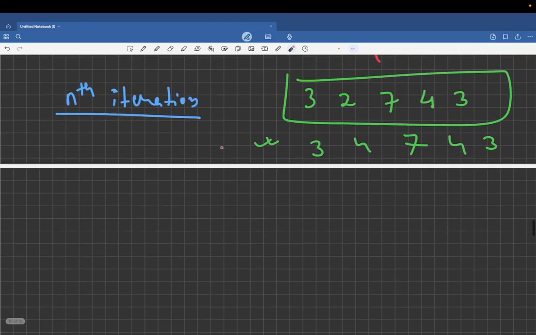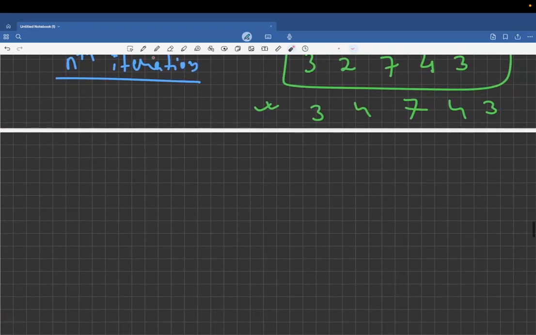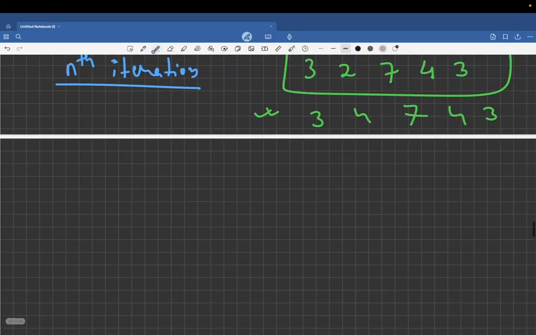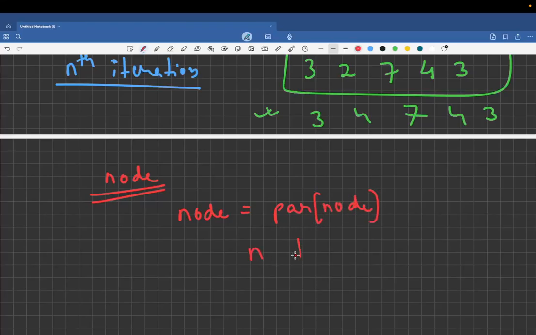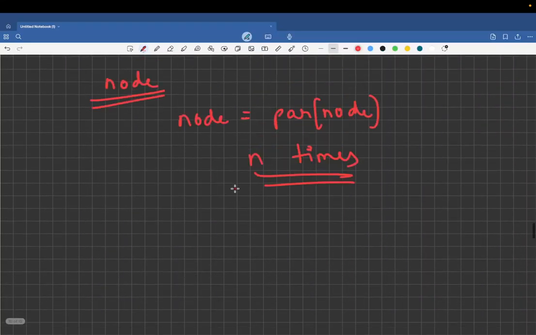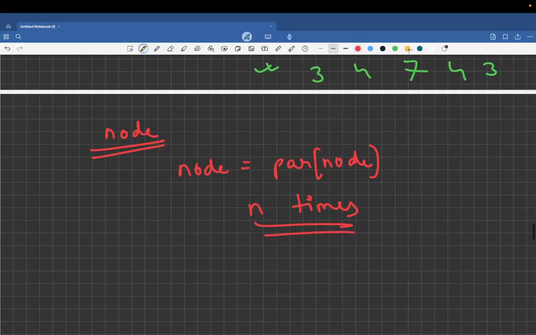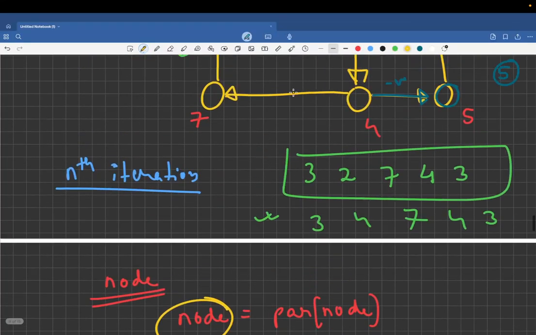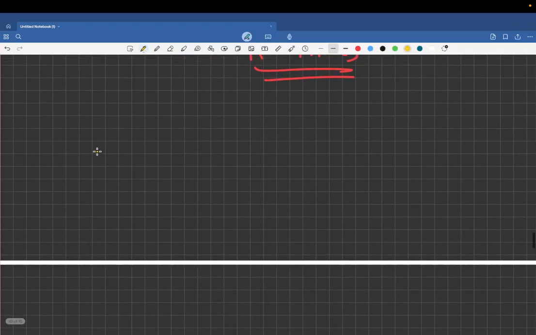So for that, what I will do is, I will run this particular thing. Let's suppose this is the node I am in at the end. I will perform node equals parent of node, n times. And if I do this, I am pretty sure that at the end, whatever node I get will actually be part of the cycle. And let me explain to you why.